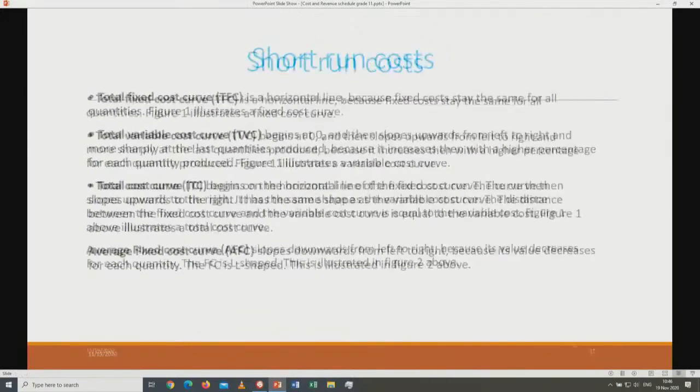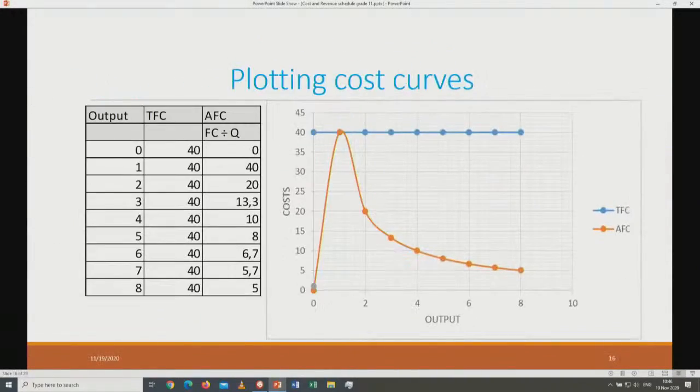Let's look at the average cost. This is how our average cost looks like. Remember our blue line of the fixed cost. It's a horizontal line. Now when you do the average fixed cost, it's going to look like this. Average fixed cost. You can confirm that by plotting it yourself.